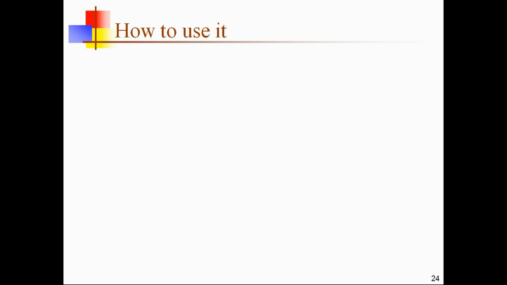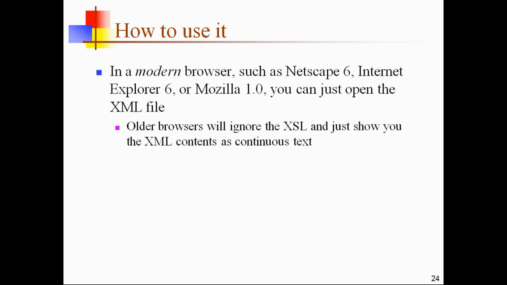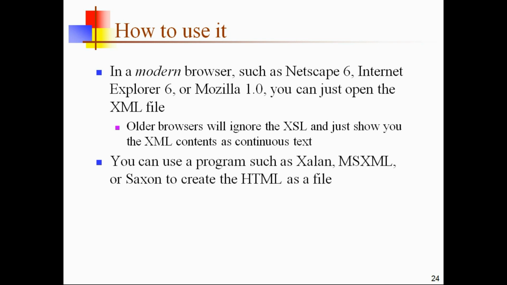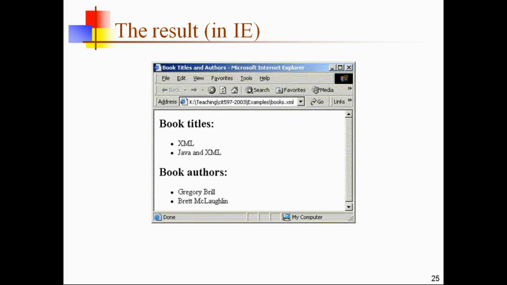Okay, after completing this, how to use it. In a modern web browser such as Netscape 6, Internet Explorer 6 or Mozilla 1.0, you simply open the XML program. You can use something like MSXML or Saxon to create HTML as a part of a file. Simply open the XML program directly in a web browser and you will get an output. Let's see how the result looks. This is the output if you open the XML program. This is how the real program will work.